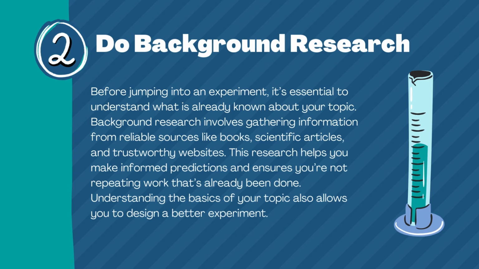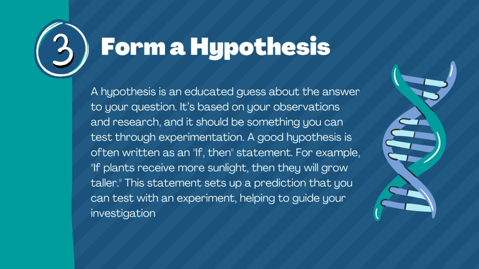Now it's time to do some background research. Before jumping into an experiment, it's essential to understand what is already known about your topic. Background research involves gathering information from reliable sources like books, scientific articles, and trustworthy websites. This research helps you make informed predictions and ensures you're not repeating work that's already been done. Understanding the basics of your topic also allows you to design a better experiment.